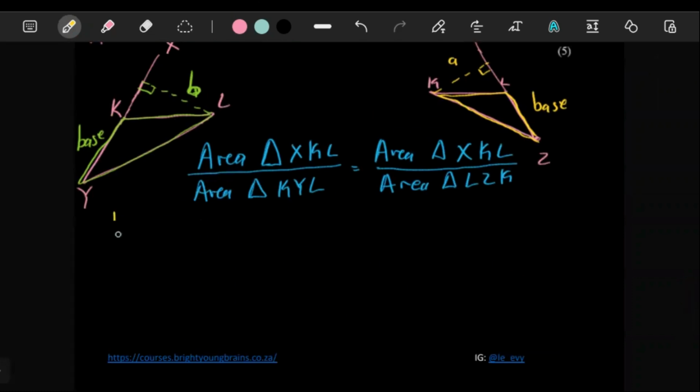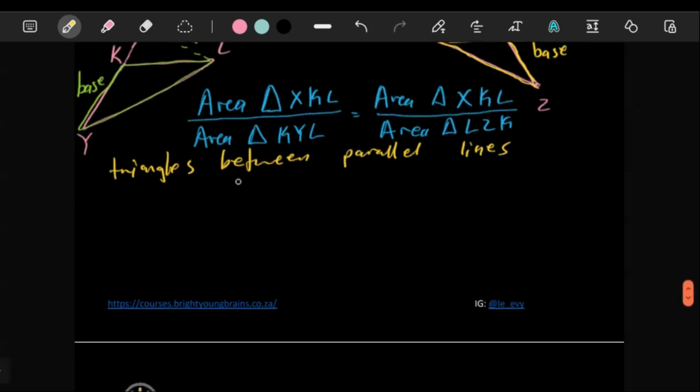areas, triangles between parallel lines. Let me just write the word parallel. The funny thing is, in some memos, or in most of them, they don't even give a reason for writing out this formula. But this formula is everything that we need, because we now just have to put dimensions in that formula.